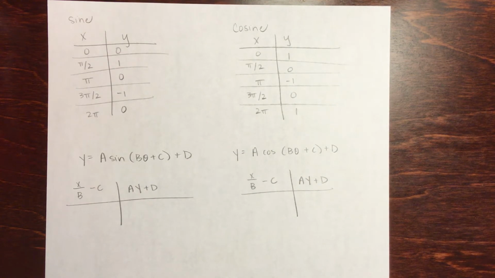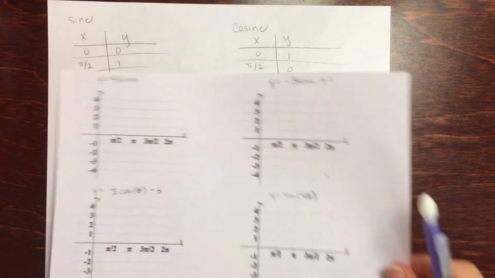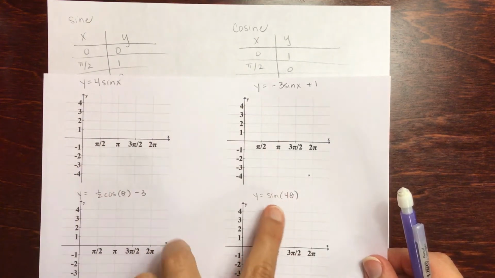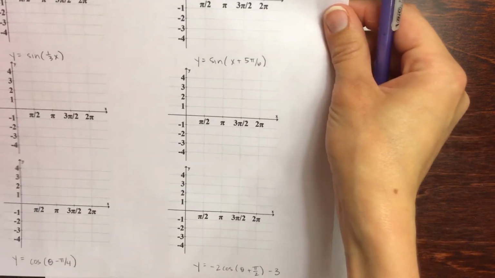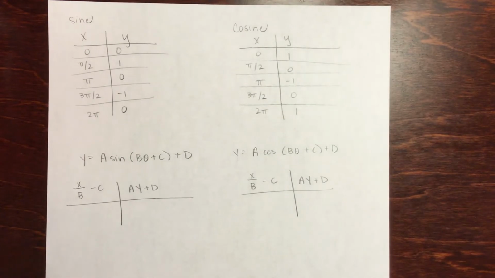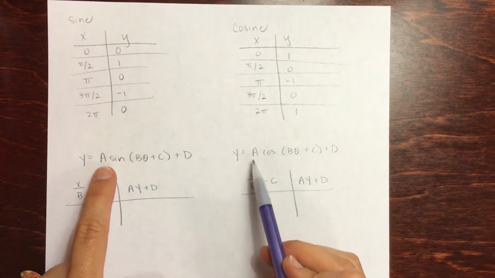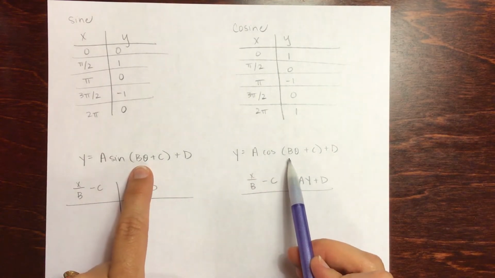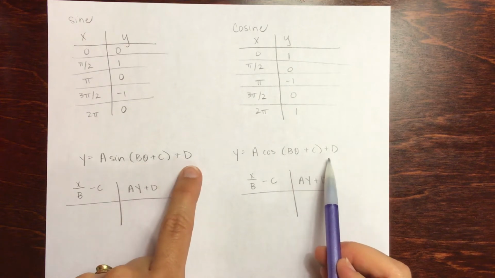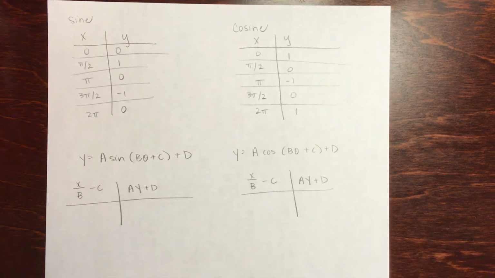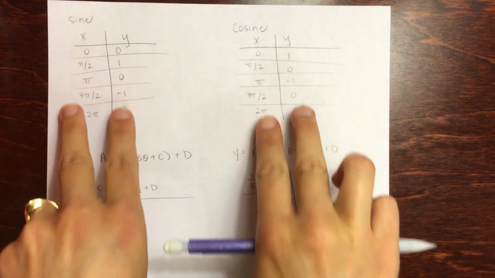All right, we're not going to just be plotting basic sines and cosines. I have equations like this for you to graph. So for these, I need to remind you of the transformations: a, b theta, or bx plus c, and plus d. How do those transformations change these coordinate points up here?